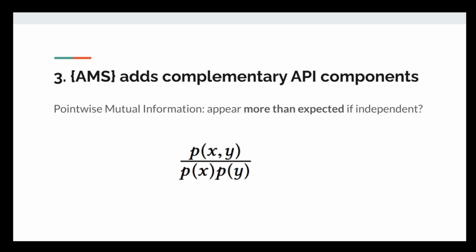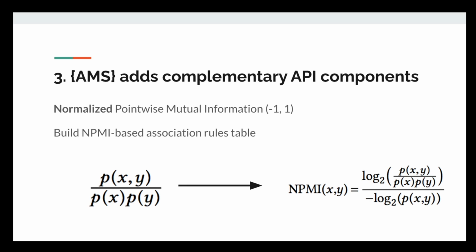To formalize the idea of these complementary components, AMS relies on pointwise mutual information. So in this case, if X and Y are both different components, the intuition is to find out if they appear together more often than expected if they were independent. Formally, is the joint probability of the two components higher than the product of their marginal probabilities? We then normalize this pointwise mutual information to lie between -1 and 1, such that any components that have a pointwise mutual information above 0 have higher degree of correlation than if they were independent.